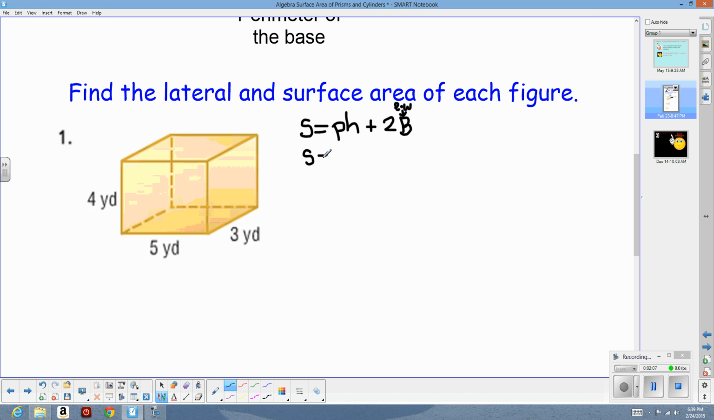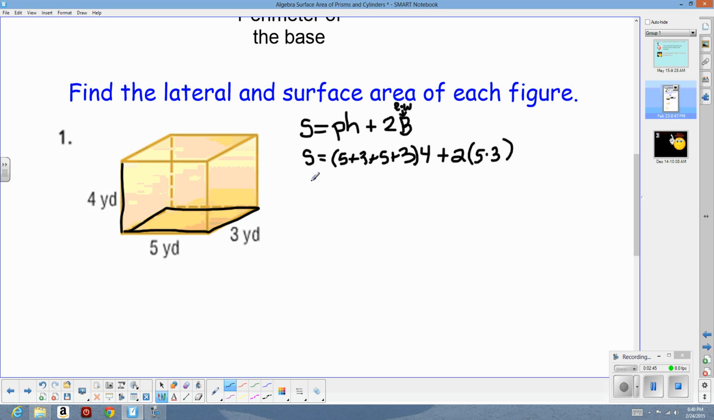So the surface area is going to equal the perimeter of the base. So it's going to be 5 plus 3 plus 5 plus 3, times how tall it is, or the distance between the two bases. So that's going to be multiplied by 4. And then we're going to add to that 2 times the area of the base. And the base is a rectangle, and it's length times width, 5 times 3 is what's going to go there.